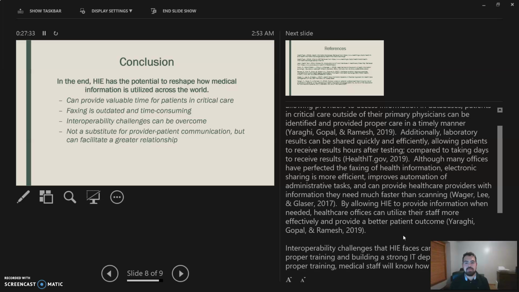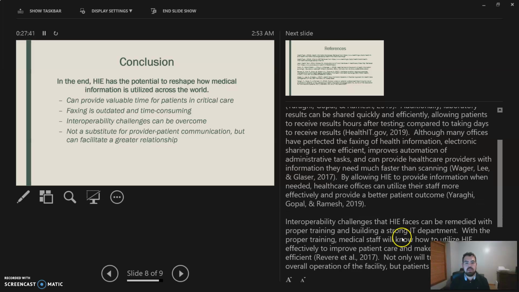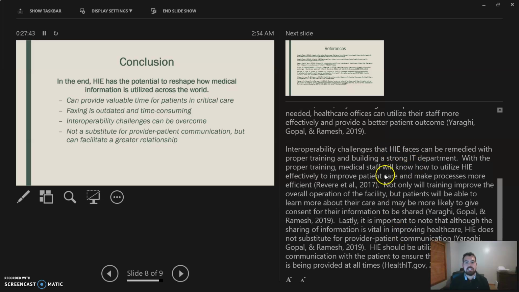By allowing HIE to provide information when needed, healthcare officers can utilize their staff more effectively and provide better patient outcomes. Interoperability challenges that HIE faces can be remedied by proper training and building of a strong IT department. With the proper training, medical staff will know how to utilize HIE effectively to improve patient care and make processes more efficient. Not only will training improve the overall operation of the facility, but patients will be able to learn more about their care and may be more likely to give consent for their information to be shared.